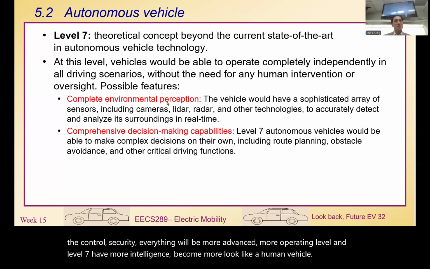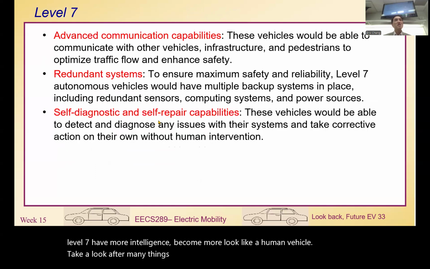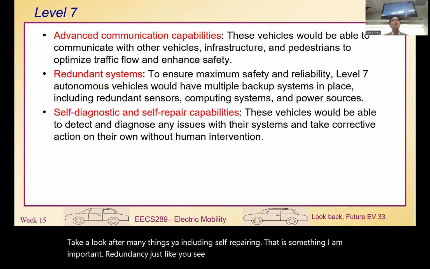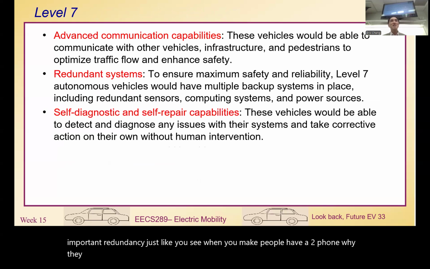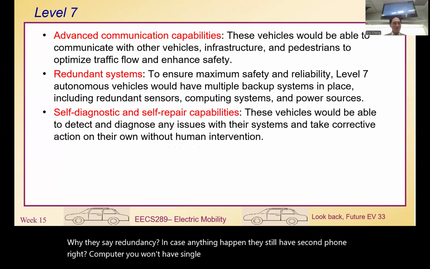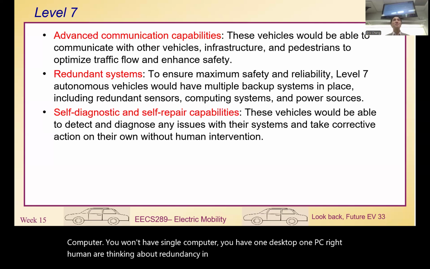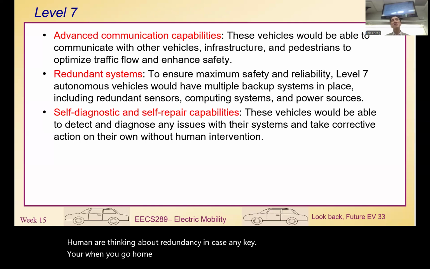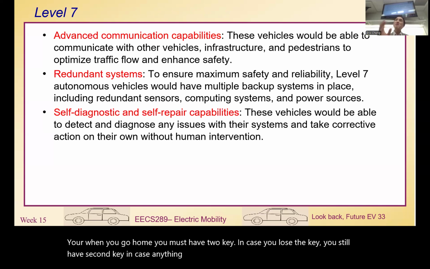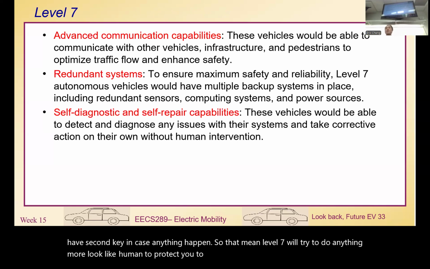They can look after many things, including self-repairing. Redundancy is important. Just like when people have two phones. Why is that? Redundancy. In case anything happens, they still have a second phone. With computers, you won't have a single computer. You have one desktop, one PC, right? Humans think about redundancy in case anything happens. When you go home, you usually have two keys. In case you lose a key, you still have a second key. So level 7 will try to do anything more like a human to protect you, to make it adapted to the system. That's how we call level 7.